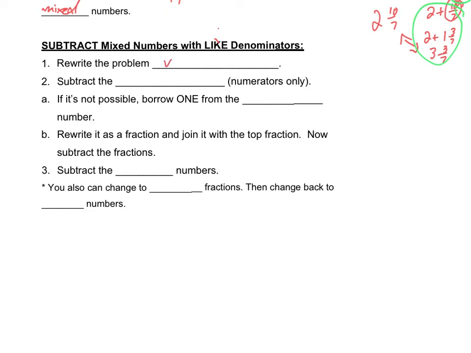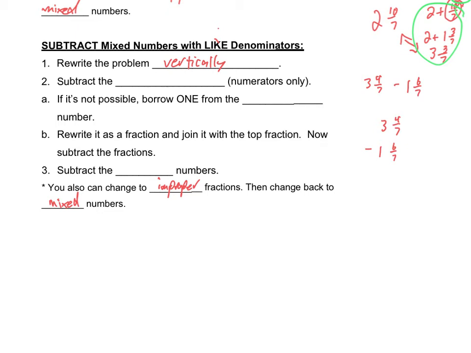Okay, let's now subtract mixed numbers with like denominators. Okay, so again, we're going to rewrite the problem vertically. So let's take the problem 3 4/7 minus 1 6/7. Again, we could do what we did on the last one. I'm going to jump to the bottom of your notes. You can also change to improper fractions, then change back to mixed numbers at the end. You can always do that. That's probably the easier way. It just takes longer. Okay, so we're showing you this way. Rewrite the problem vertically. So 3 4/7 minus 1 6/7.